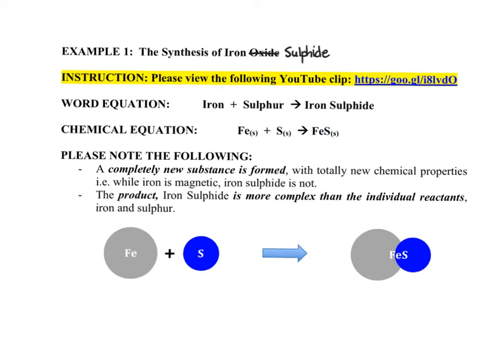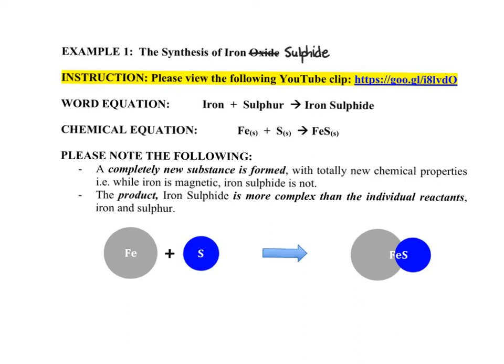So representing it in a particle diagram, obviously we're only representing one iron and one sulfur atom producing one iron sulfide molecule, but in practice it would be quadrillions and quadrillions of iron atoms and sulfur atoms reacting together to produce zillions of these iron sulfide molecules.